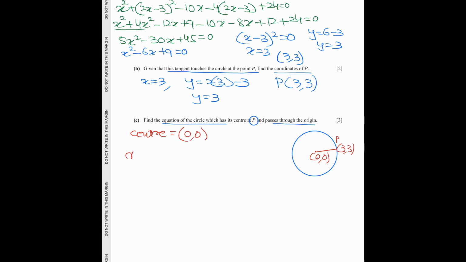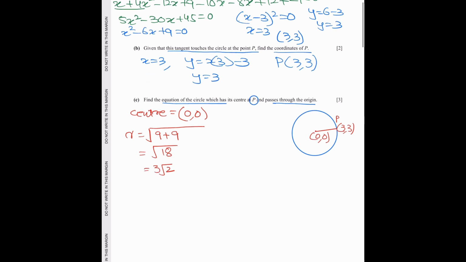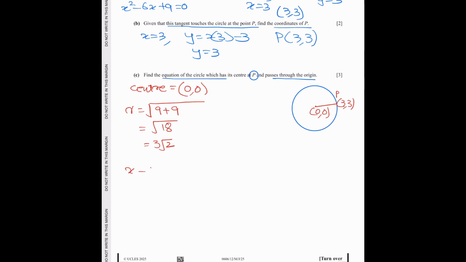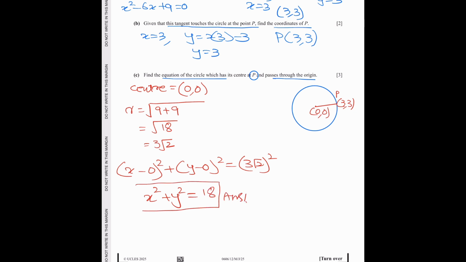Now to find the radius, use the distance formula. So 3 minus 0 square is 9 plus 3 minus 0 square is 9. So 9 plus 9 equal to 18. So the square root of 18 is 3 root 2. Now the equation of the circle is x minus 0 whole square plus y minus 0 whole square equal to 3 root 2 whole square, or x square plus y square equal to 18. So this is your required equation of the circle.